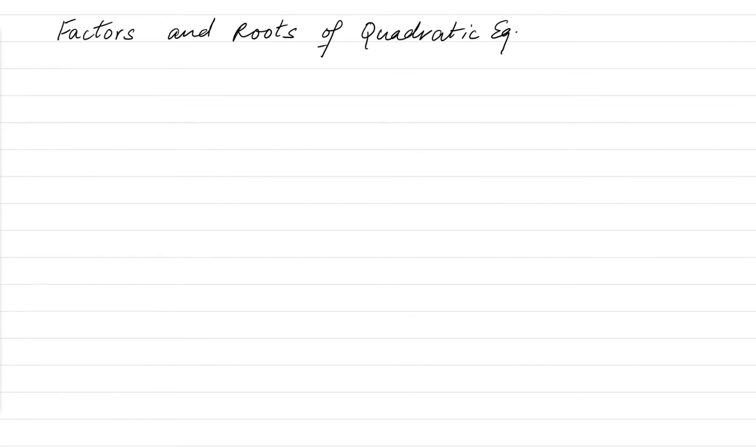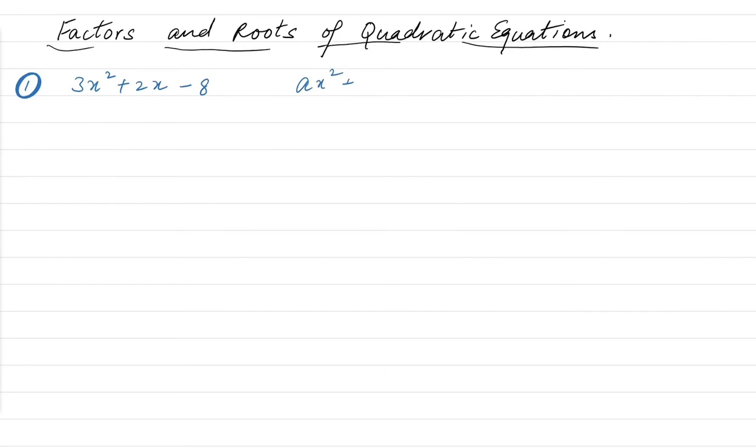Let's find factors and roots of quadratic equations. The equations of the form ax squared plus bx plus c. We can find the factors and the roots of those equations. Suppose we have an equation of the form ax squared plus bx minus c. That is 3x squared plus 2x minus 8. So this is the equation of this form.